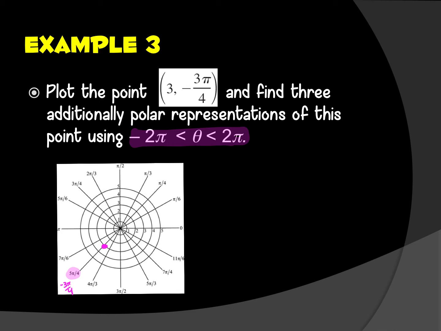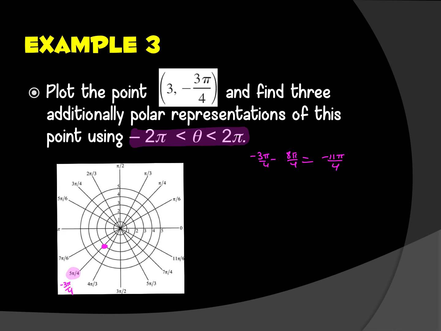That's the original one. Now it wants you to find 3 additional polar representations of the same point, but it wants you to keep it between negative 2 pi and positive 2 pi. So I can't subtract 2 pi from this because it becomes too small. If I did negative 3 pi over 4 minus 8 pi over 4, which would be 2 pi, this is a negative 11 pi over 4, and that's too small.